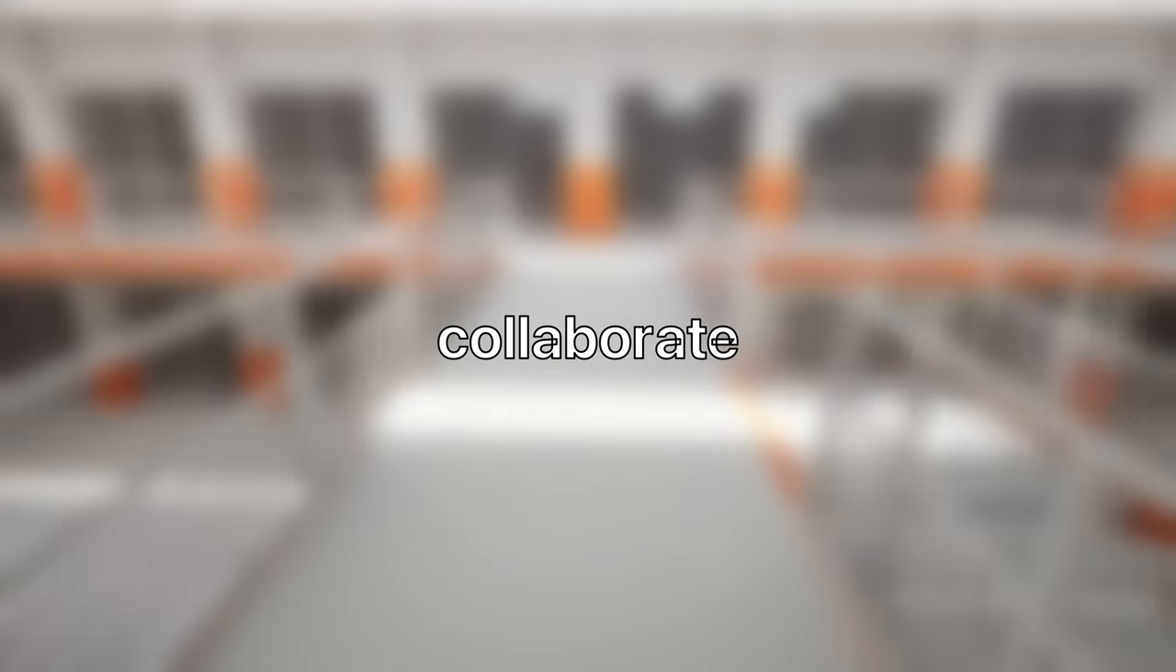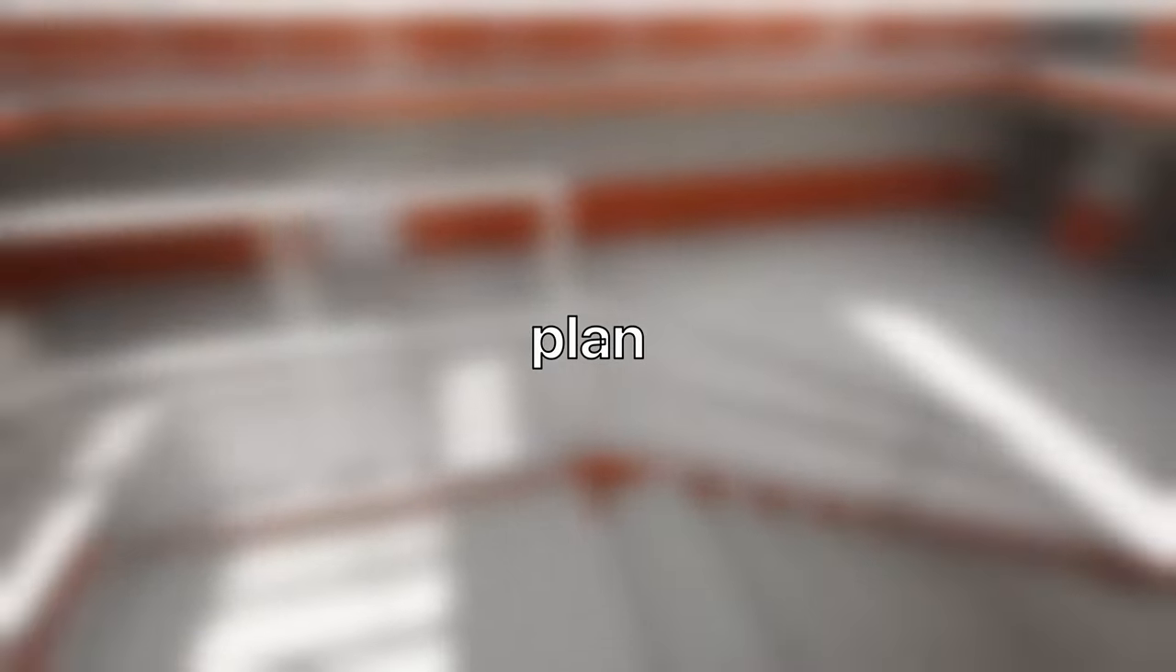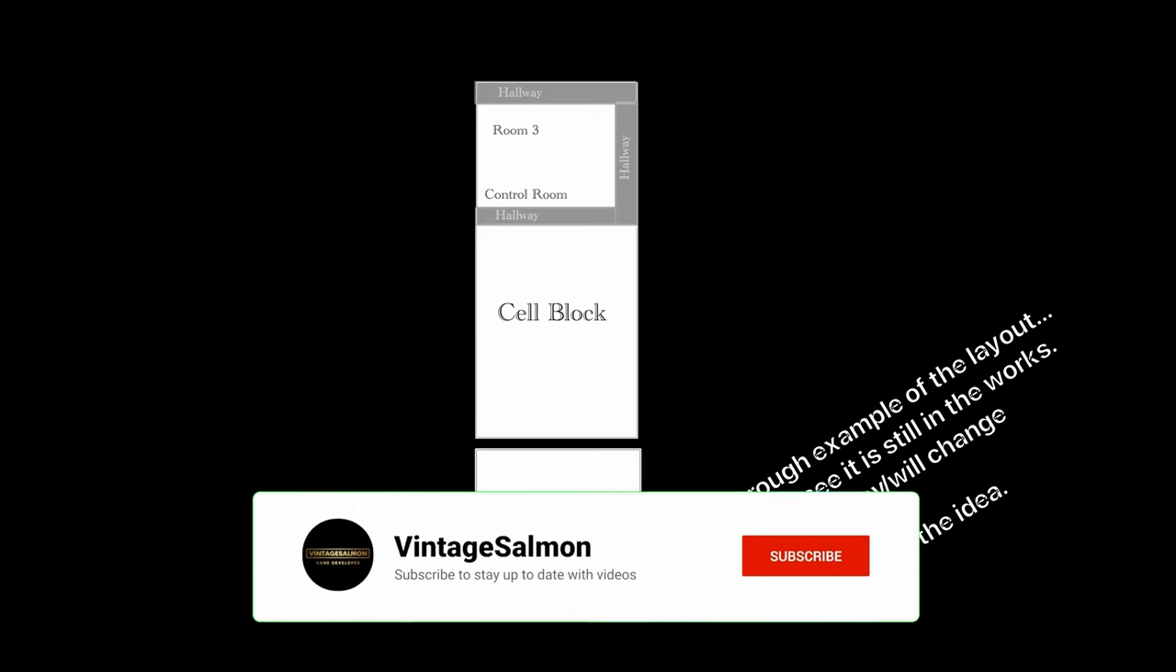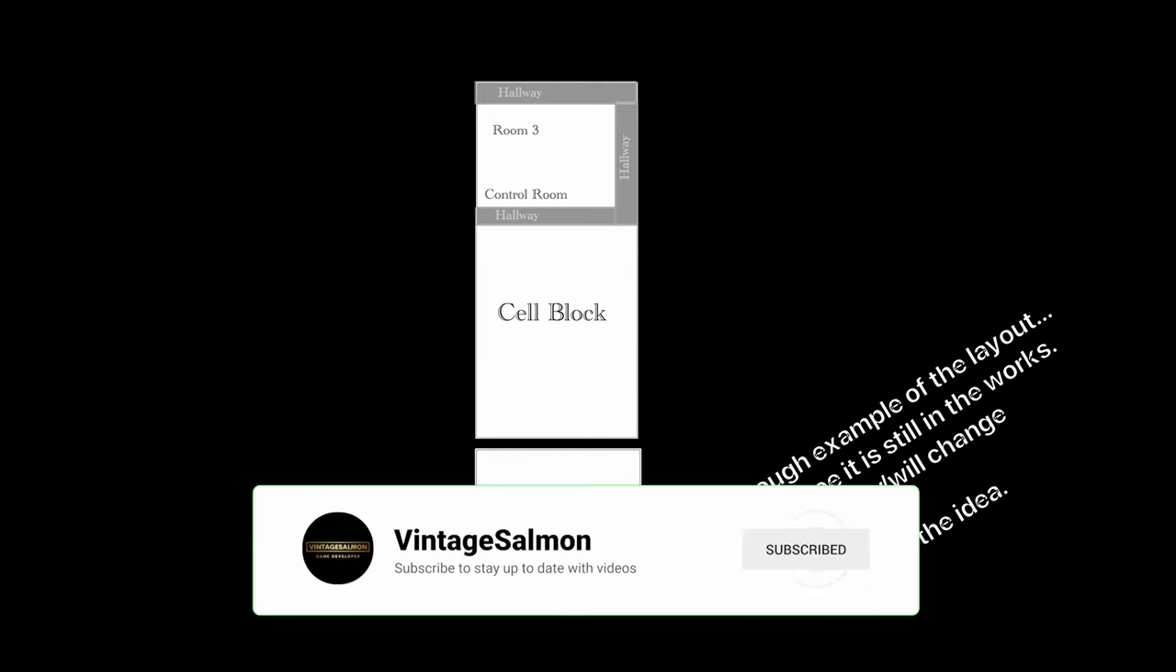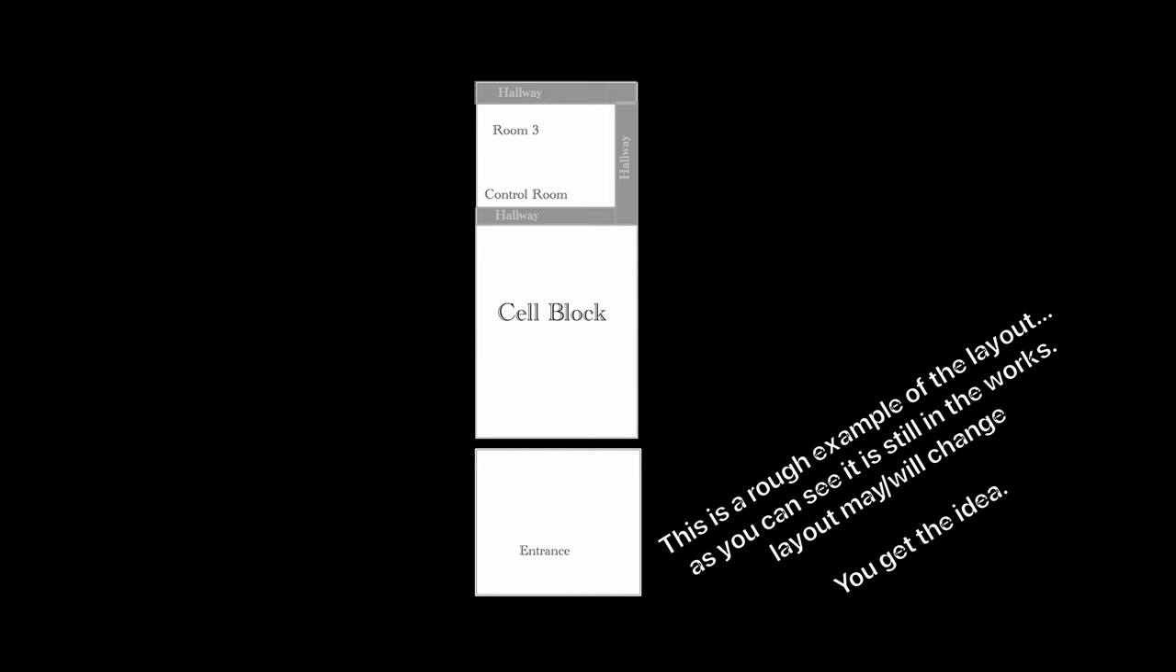So the game is where players act as inmates trying to escape, and they must collaborate and compete to devise an escape plan while avoiding prison guards. The prison is divided into several zones, each with its own unique challenges, security systems, and hazards.